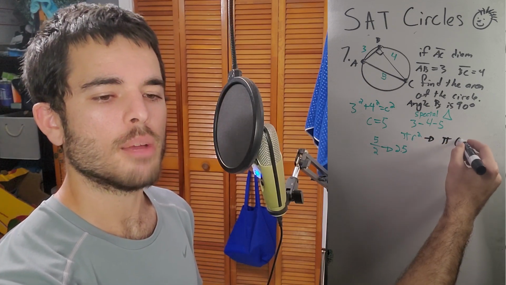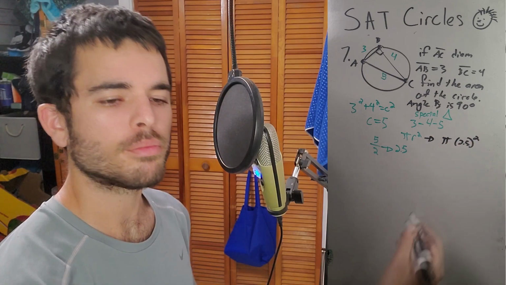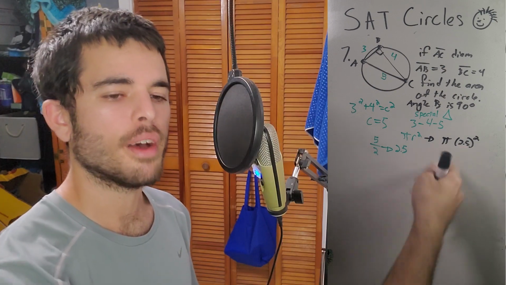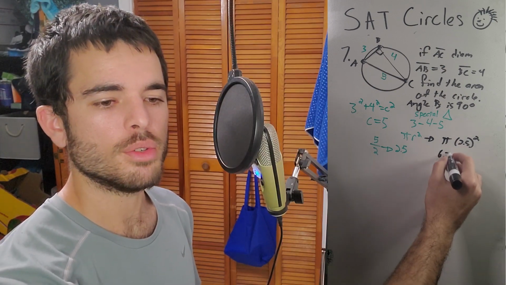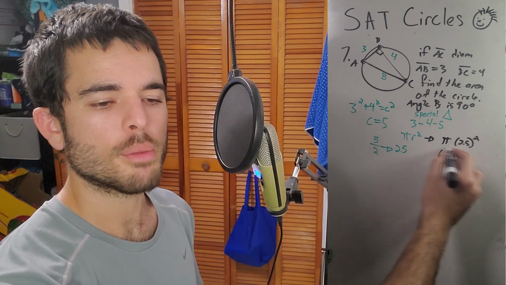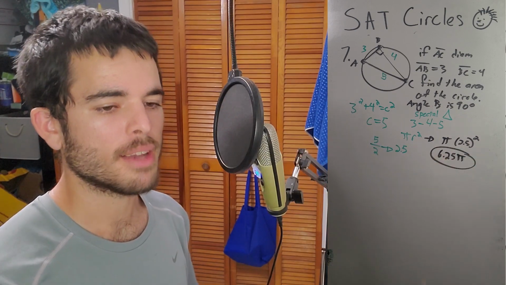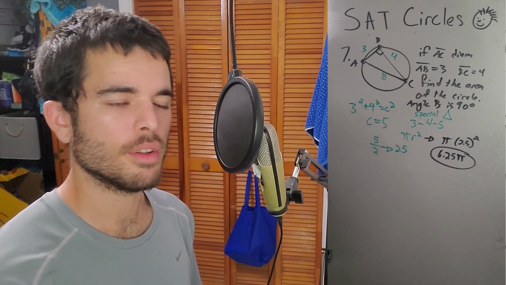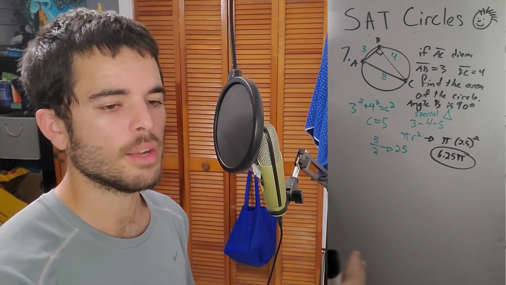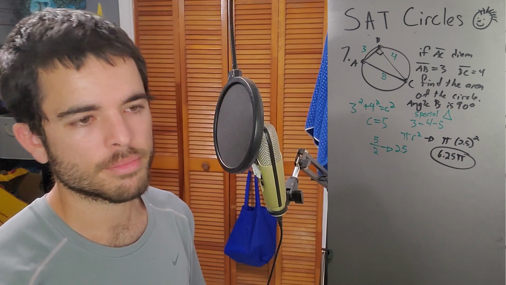So we got pi times 2.5 squared. And then once you do 2.5 times 2.5, you get 6.25. Don't forget the pi symbol. Obviously, this would not be an FRQ problem. You have the pi symbol there, and that's not an option on the grid-in response. So this is a great multiple choice option problem.